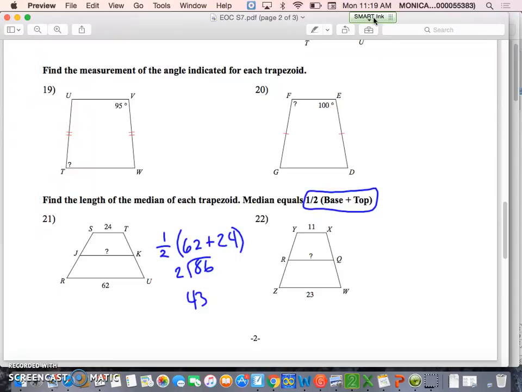This is station 7. If you need extra help, again, you can look up quadrilaterals on Google. You can look at your resources, and there are those posters that have all the properties of quadrilaterals as well.